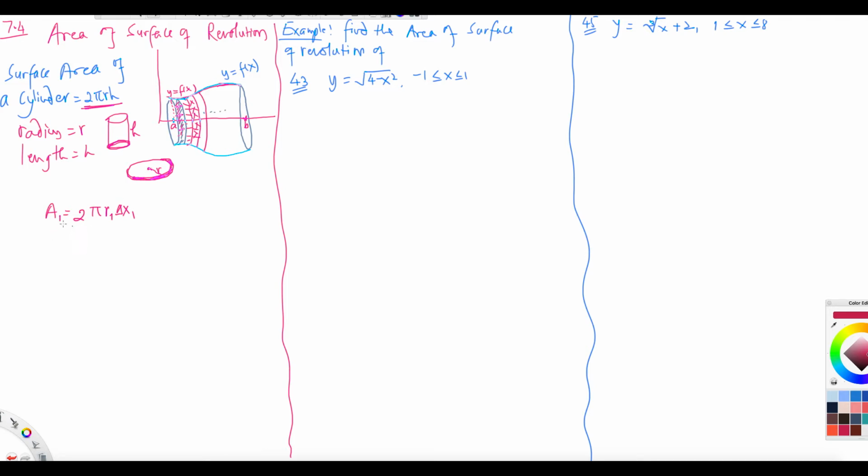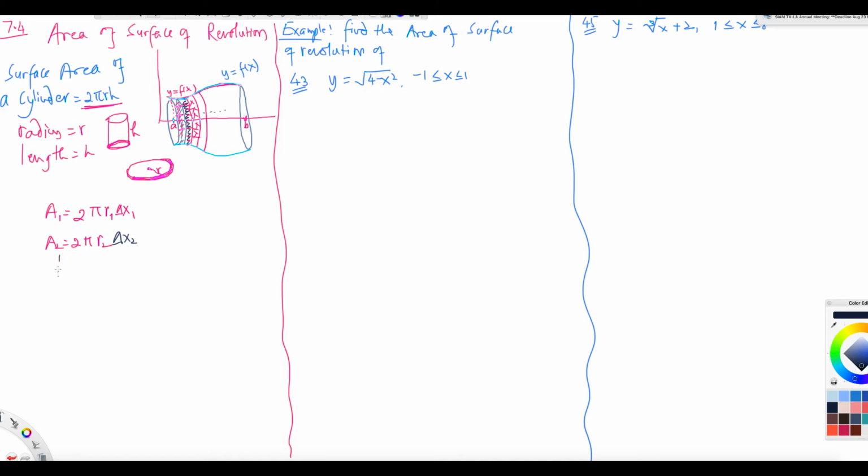What will a2 be? a2 will be 2 pi r2 delta x2. That is the second disc, or the second cylinder, that we are talking about. Here r2 is the radius and delta x2 is the thickness. So that is the area of that second disc, and so on.